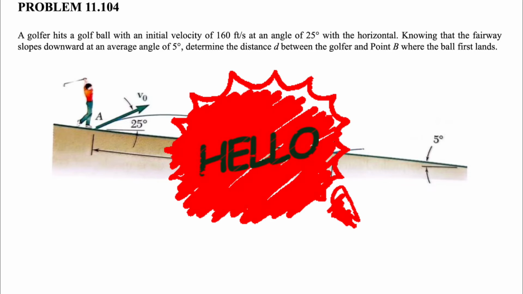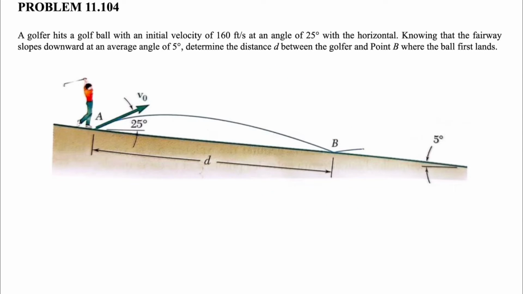Alright guys, welcome back. In today's question, we have a golfer that's hitting a golf ball with an initial velocity of 160, at an angle of 25 degrees with the horizontal. Knowing that the fairway slopes downward at an average angle of 5 degrees, so we know that this slope makes 5 degrees with horizontal, we need to determine the distance d that the golfer drives to point B where the ball first lands. So looking at here, we have a right triangle D.